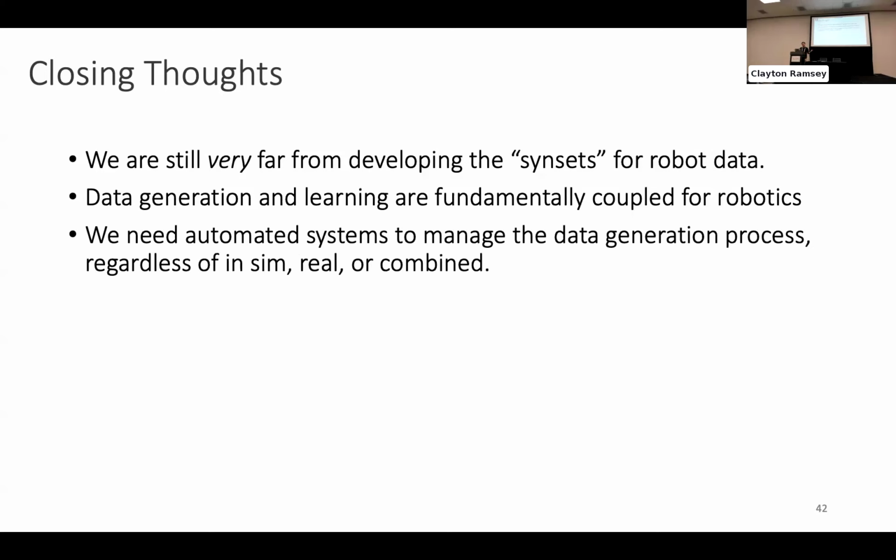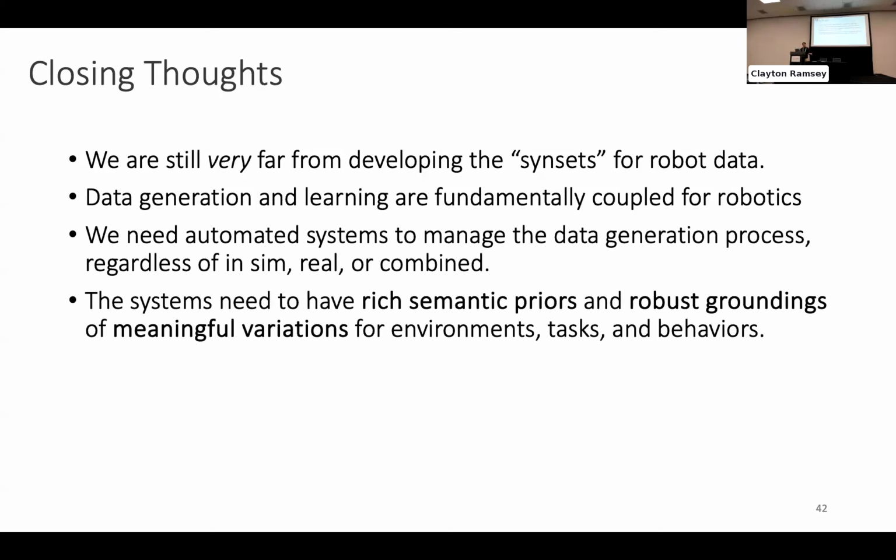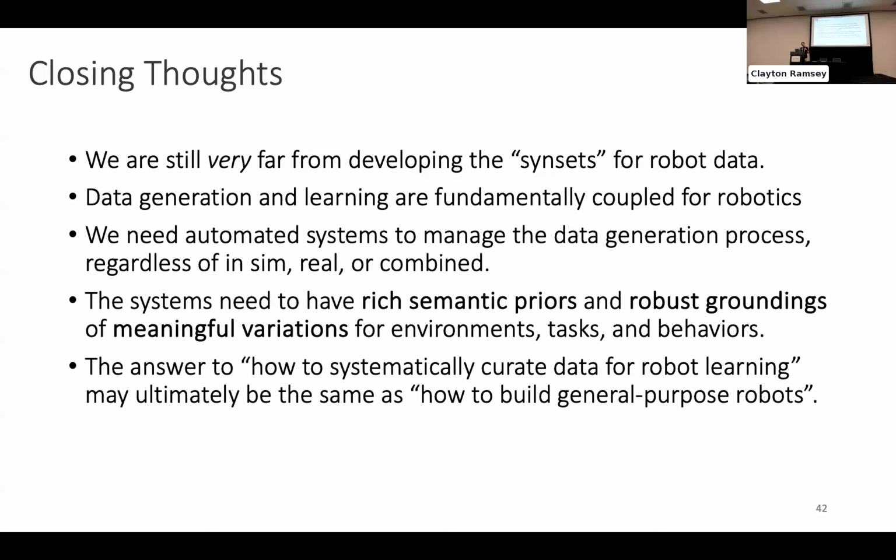We cannot possibly do this just by heuristics, or by just deciding to collect this data for this environment, on this day, for this task, right? That is not going to be scalable. And the system needs to have rich semantic priors, for example from LLMs and VLMs, and robust grounding of meaningful variations to the environment, tasks, and behaviors, which is what I think a TAMP-like system can offer.